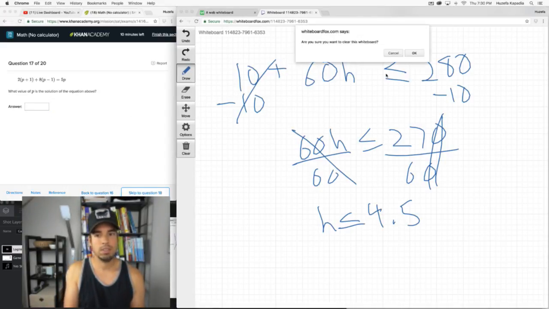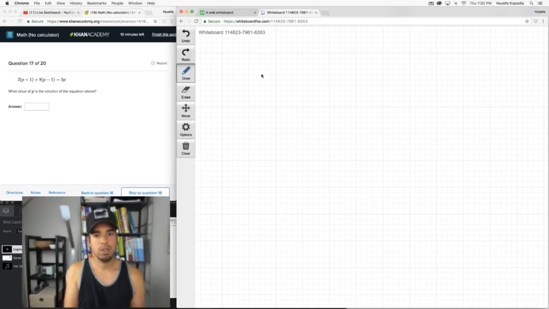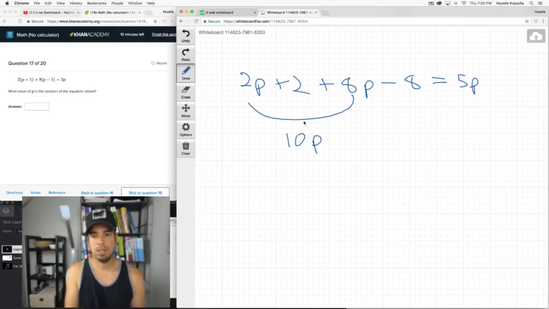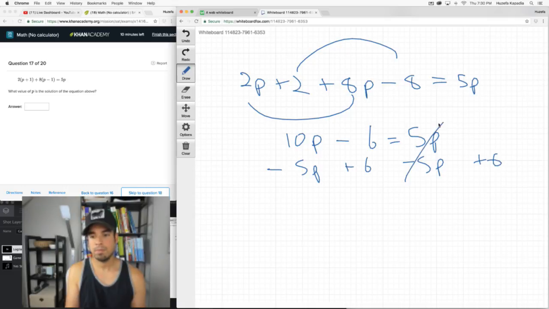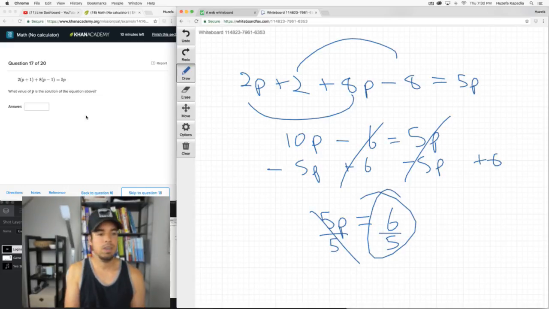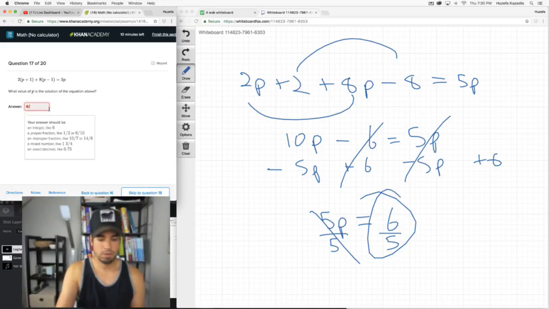So this is 17. All they want you to do is solve for p. While I'm doing this, I'm just going to straight up distribute the 2. So it becomes 2p plus 2, right? Distribute the 8: plus 8p minus 8 equals 5p. These guys combine to become 10p. These guys combine to become negative 6. Be careful with that minus. Equals 5p. All right. Subtract 5p from both sides, and I'm going to add 6 to both sides. We got 5p equals 6, divided by 5. And there's your answer. p equals 6 over 5.